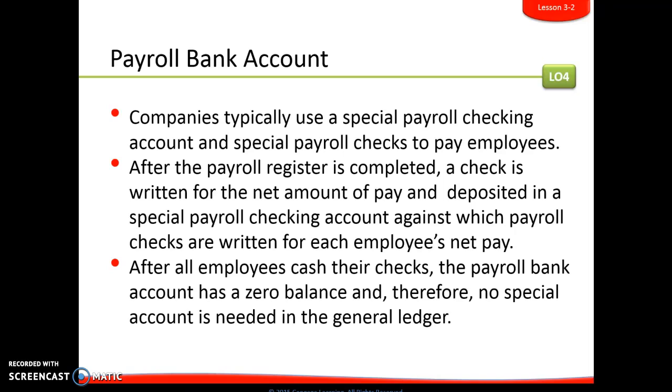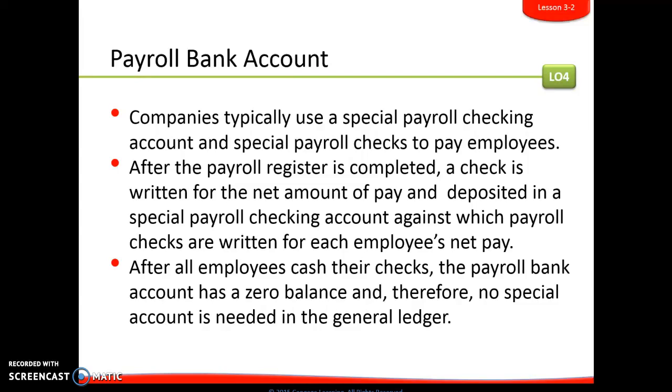So, a payroll bank account. Companies typically use a special payroll checking account and special payroll checks to pay employees. So after the payroll register is completed, a check is going to be written for the net amount of pay and then deposited into a special payroll checking account against which payroll checks are written for each employee's net pay.